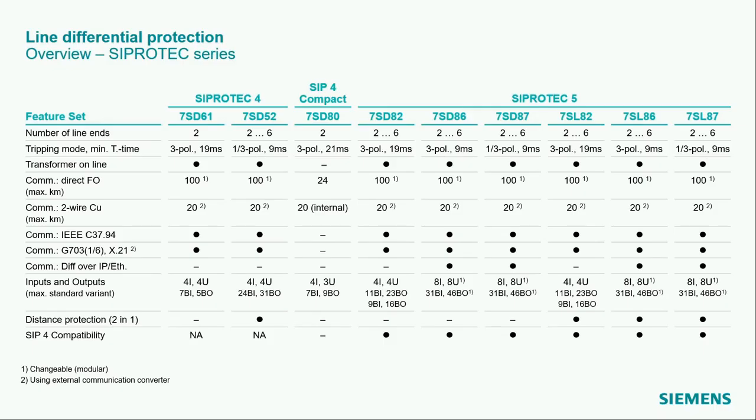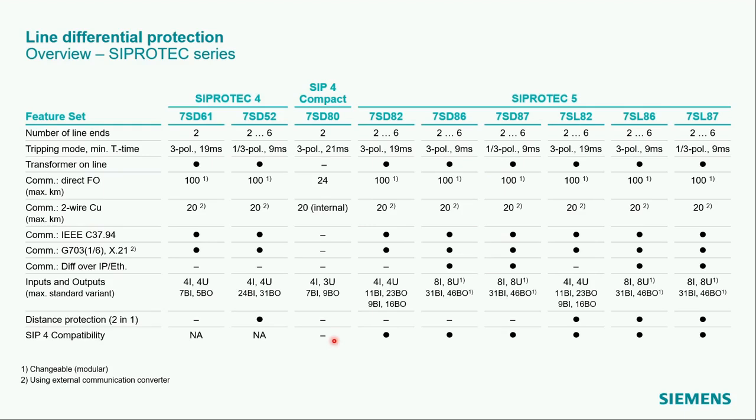The table shown in this slide shows a detailed comparison of the mentioned devices. I will not go through all the details, but it's important to mention that the SIPROTEC 5 series devices are compatible with the SIPROTEC 4 devices 7SD5 and 7SD610. The phase comparison principle in the 7SD80 is something special and is only provided in this device. So there's no compatibility.